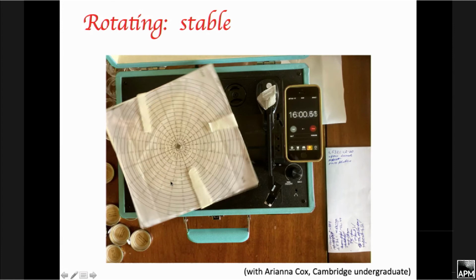And you can see there's a nice circular drop here. It initially started at about this radius, and after 16 minutes on a turntable at the maximum turn speed, there's only 3 turn speeds, of course, 33, 45, 78. This is going at 78. And some experiments that were done with Ariana Cox, a wonderful and intelligent Cambridge undergraduate, who's going to work with me over the summer. It's totally stable.